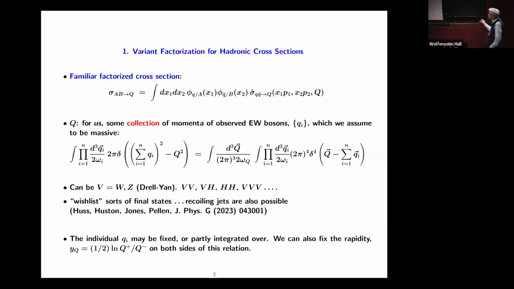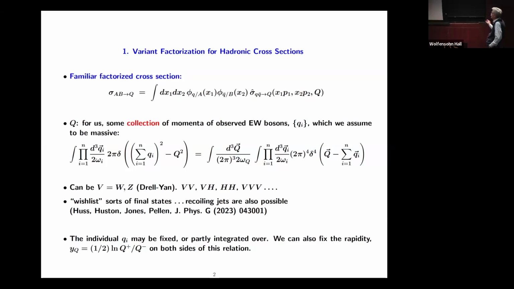Now, Q for us is some collection of momenta of observed electroweak bosons. So you might have 2 Higgs particles, W plus, W minus, Z, something like that. So it's fairly complicated, and we assume them to be massive for this purpose. So I won't think specifically about massless photons, but the same basic idea will work. And it's a phase space like this.